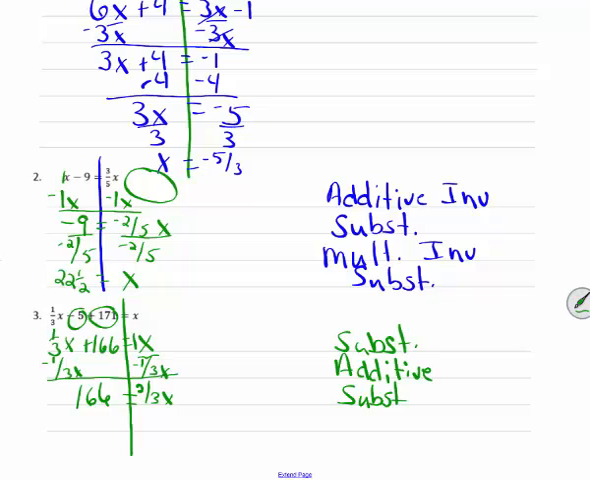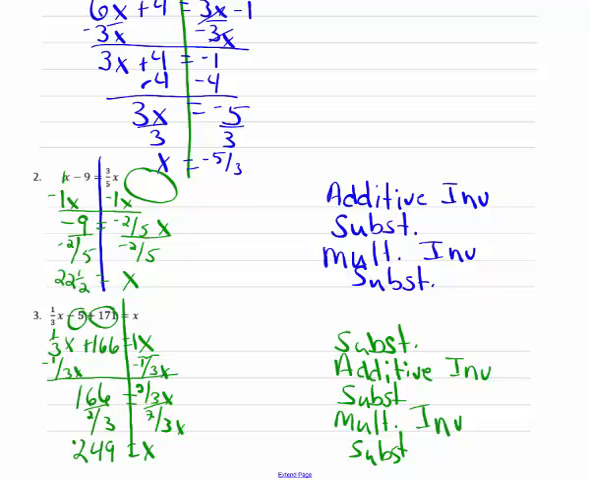Now I have to go through and divide by 2/3. So 166 divided by 2/3 is going to give me 249 equals x. Properties: multiplicative inverse. I forgot the word inverse up here. And then substitution.